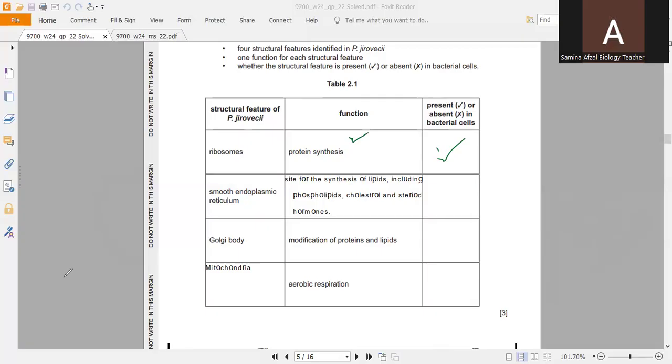Smooth endoplasmic reticulum is the site for synthesis of lipids, including phospholipids, cholesterol, and steroid hormones. This is the function, but they are absent in it. Golgi body modifies the proteins and lipids which are formed by the process of protein synthesis, and they are also absent. Mitochondria provide energy by aerobic respiration, so they are also not present in them. So in this way, all these different organelles are absent in it.